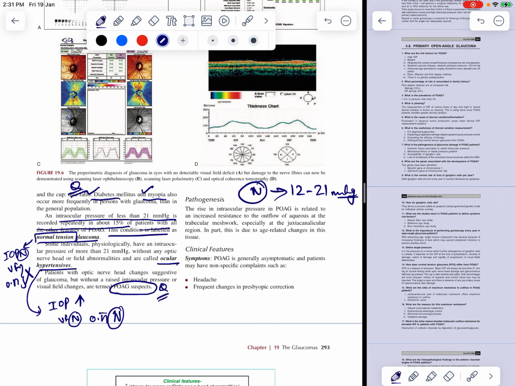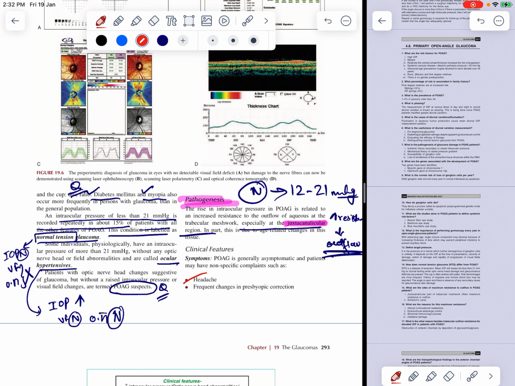Coming to pathogenesis. The rise in IOP in POAG is related to increased resistance. Resistance to what? Outflow. If the water doesn't go out, pressure will build up inside, especially at the juxtacanalicular region. Angle of anterior chamber has three parts: uveal meshwork, trabecular meshwork and juxtacanalicular meshwork. The juxtacanalicular meshwork provides the maximum resistance to outflow of aqueous. To be noted, this is a question of basic sciences.